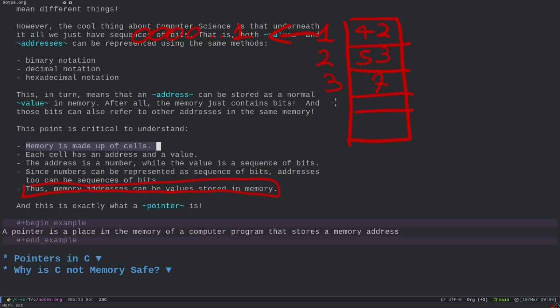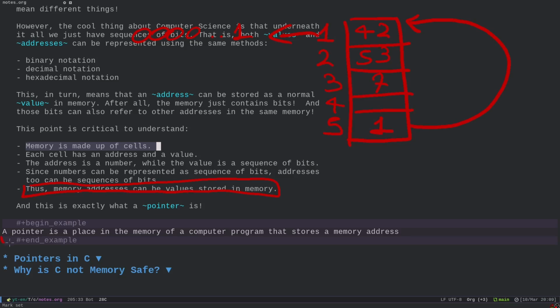This means here that I can have, for example, let's say the fifth address in memory that stores 1, and 1 is the address of the first cell in memory. And this is the basic idea of a pointer. This is exactly what a pointer is.